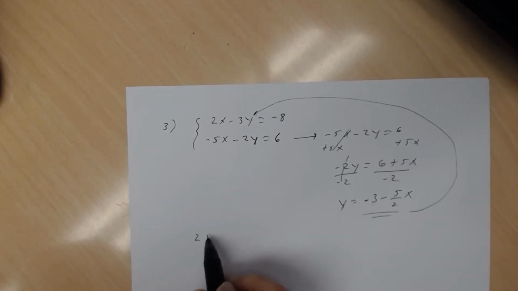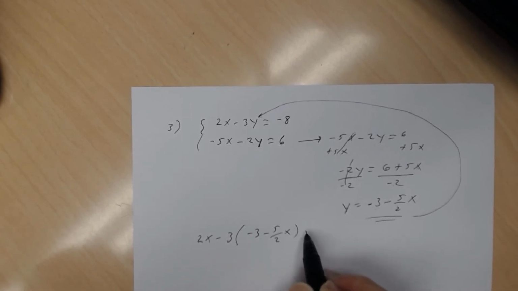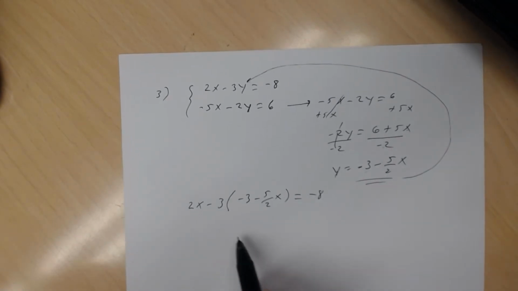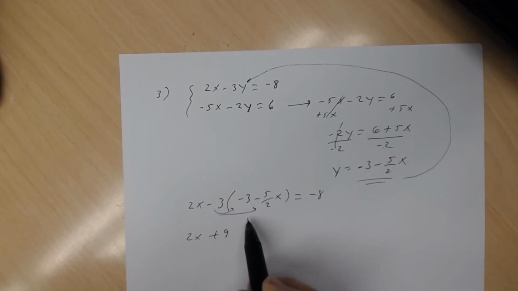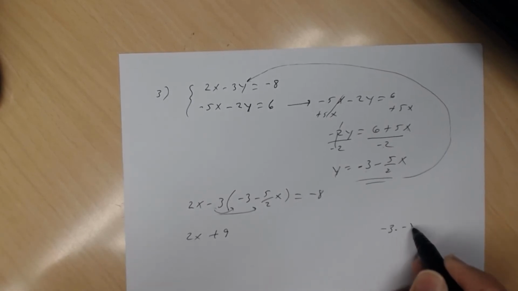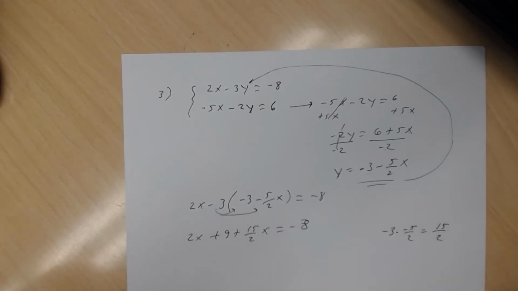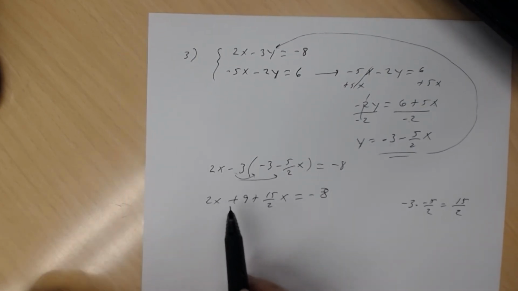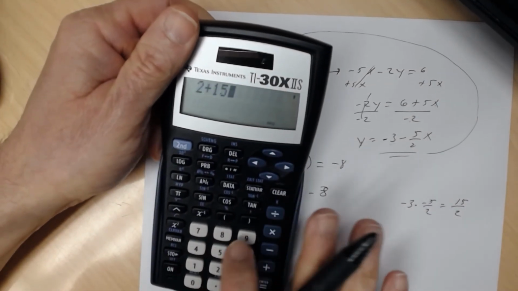So I get 2x minus 3 times y, which is this, equal to -8. Now I distribute, and I get 2x, a -3 times a -3 is a positive 9, and a -3 times a -5/2, a negative times a negative is a positive, so this becomes a positive 15/2. So there's going to be a plus 15/2 x, and that equals -8. Combining like terms, use your calculator if you need to. 2x plus 15/2 x.